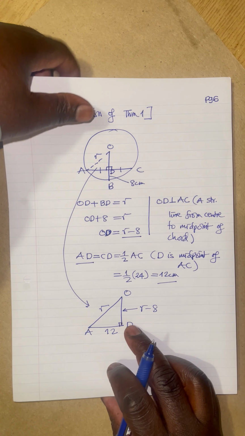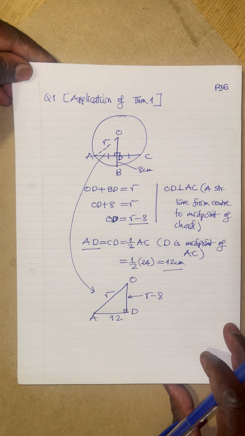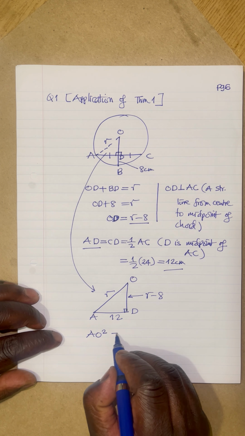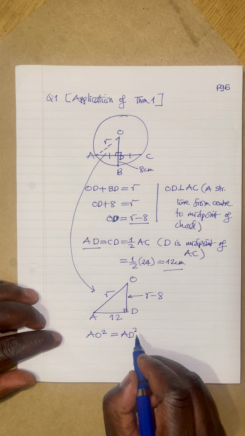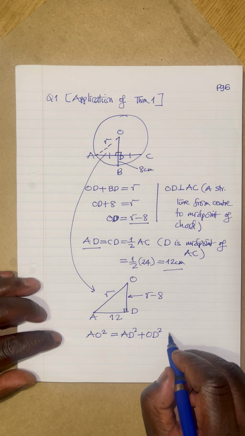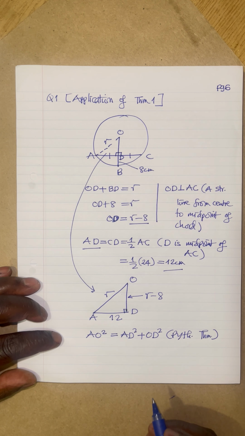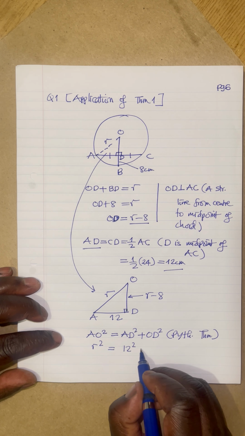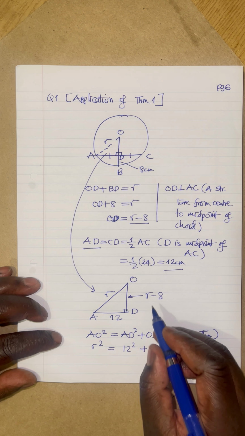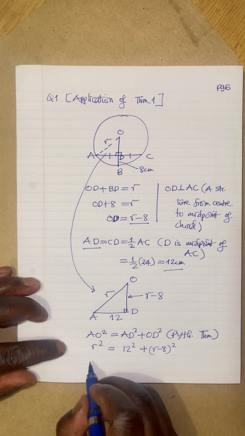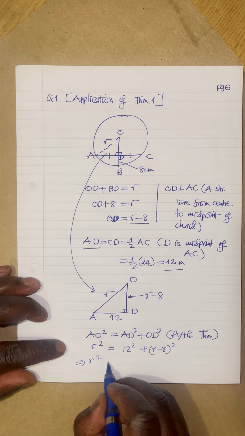in this triangle here. So we are now going to say, AO squared is going to be equal to AD squared plus OD squared. Why is this the case? Because of Pythagoras theorem. Now let's put in what we know. This is r squared equals AD is 12. We square that plus, and OD is actually r minus 8. We square that. This is going to be r squared, and that will be 144.